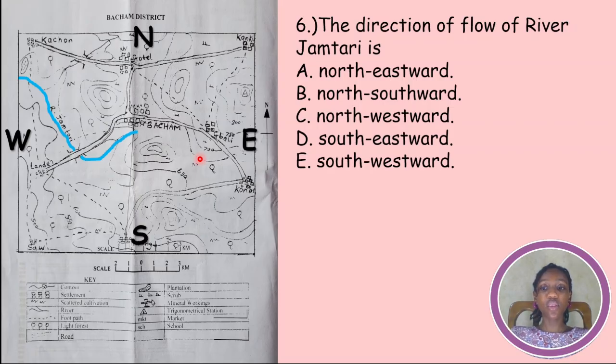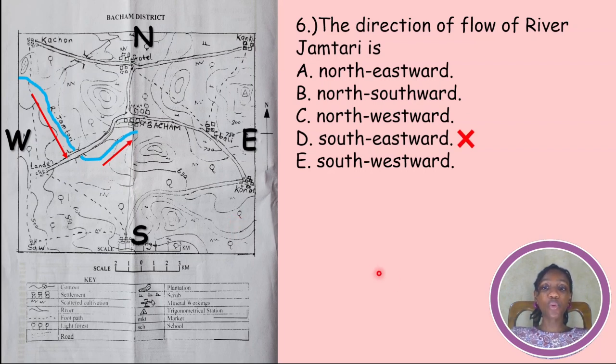Now, determining the direction of flow of the river may seem like an easy task, but you actually have to be careful to avoid falling into traps. That is because if I decide to determine the direction of flow by just looking at the general layout of the map, then I would say that River Jamtari is flowing in the downward direction, that is southwards, and to the right, eastward, and then pick option D, southeastward, and that would be very wrong.